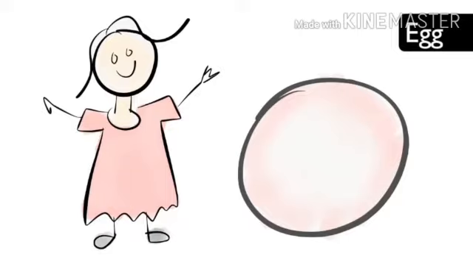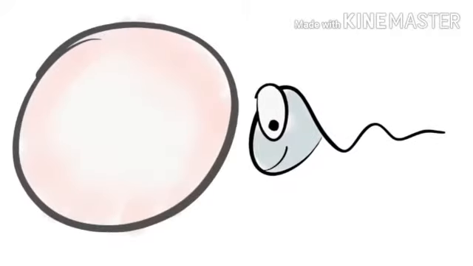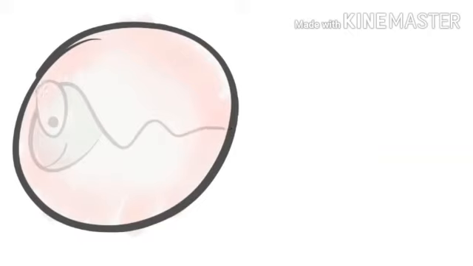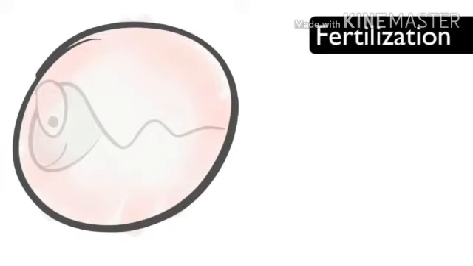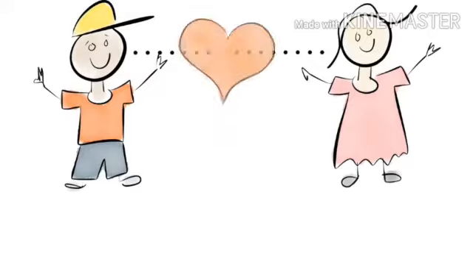Both types of gametes are haploid and are produced by the process of meiosis in higher plants and animals. Sperms and eggs fuse to form a diploid zygote. This process is known as fertilization.